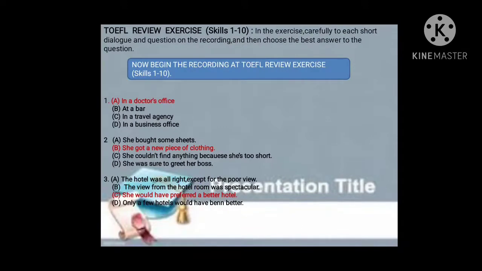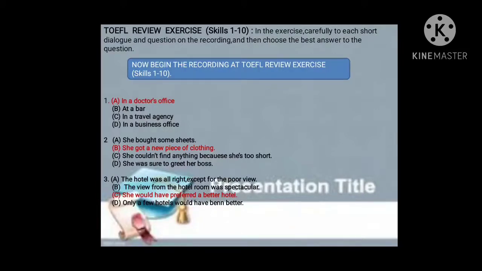TOEFL Review Exercise, Skills 1 through 10, page 54. In this exercise, listen carefully to each short dialogue and question on the recording, and then choose the best answer to the question.